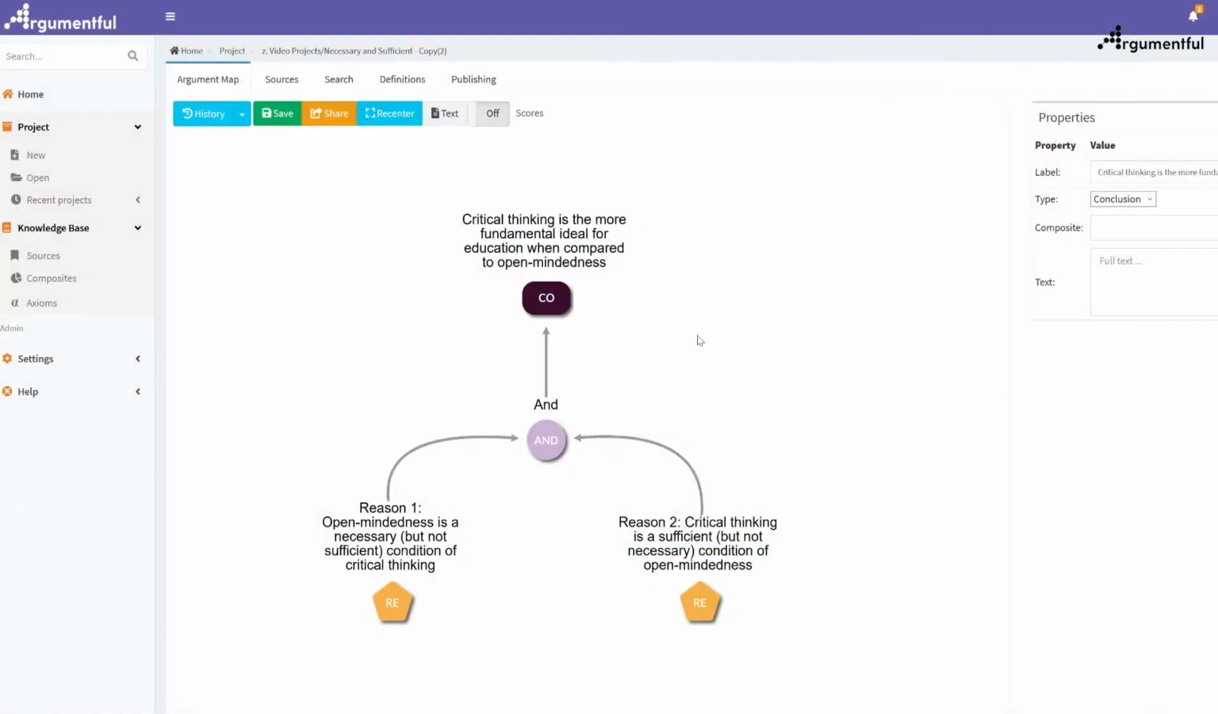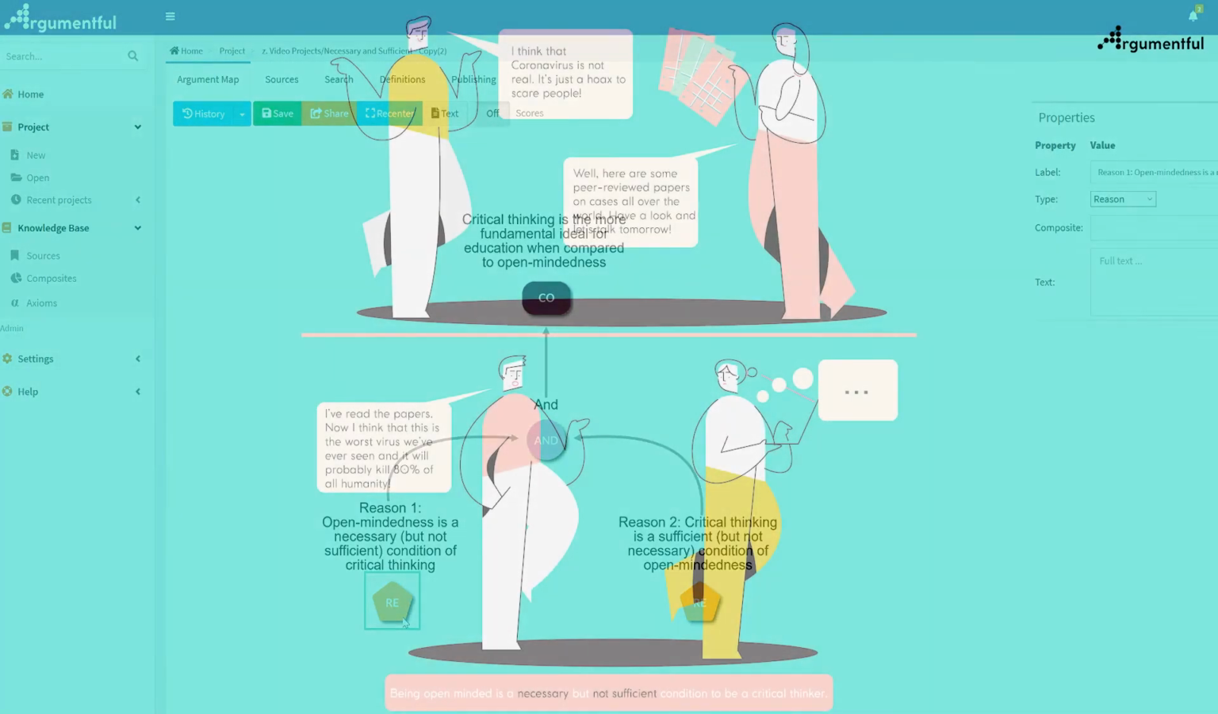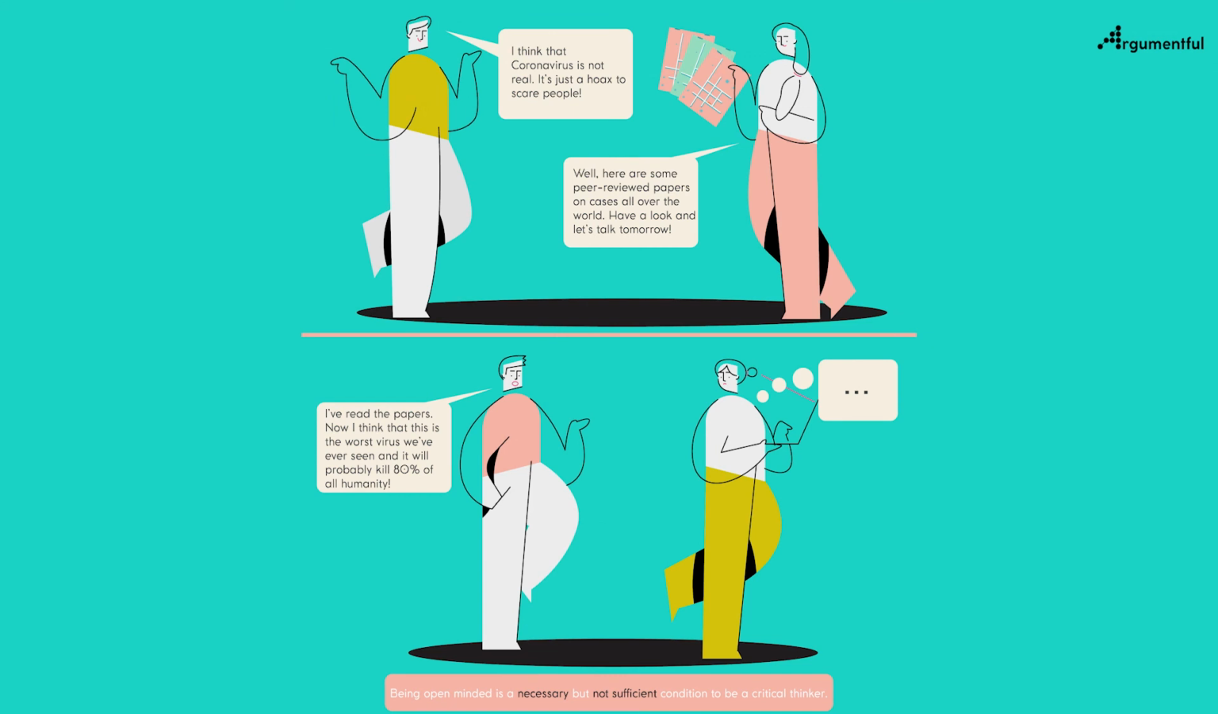So the argument here is that education should be focused on developing critical thinking as a whole, rather than aiming only towards open-mindedness. There are two reasons which support this claim. First, open-mindedness is a necessary but not sufficient condition of critical thinking. Indeed, imagine a friend who is generally willing to reconsider his position and adapt his beliefs. But this friend might not be very good at assessing the reasons presented to him. So despite his open-mindedness, we cannot say that this friend is a critical thinker, because he might be lacking important argumentation skills or background knowledge, just like John in the example shown at the beginning of the video.